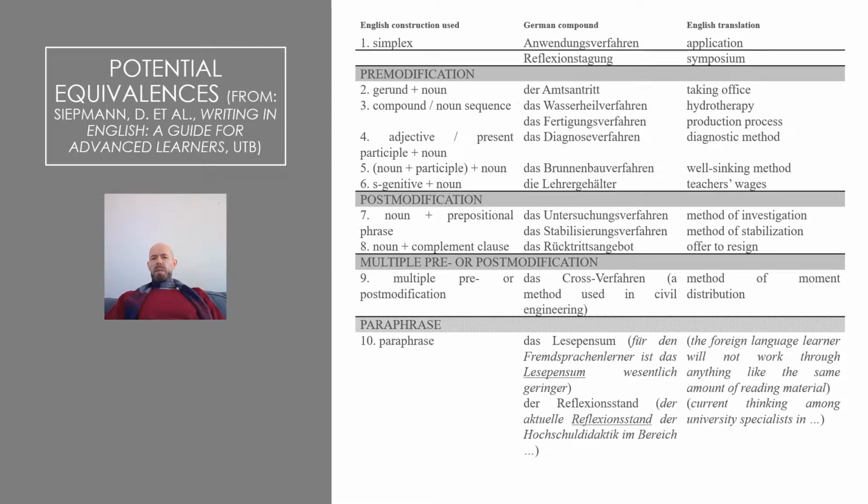So Lesepensum might be translated occasionally by something like reading load if it's in the context of study regulations, exam regulations, for instance. But if we have a sentence like für den Fremdsprachenlerner ist das Lesepensum wesentlich geringer, we'll need to paraphrase it as the foreign language learner will not work through anything like the same amount of reading material. Or Reflexionsstand, der aktuelle Reflexionsstand der Hochschuldidaktik im Bereich so und so. Current thinking among university specialists in blah, blah, blah.